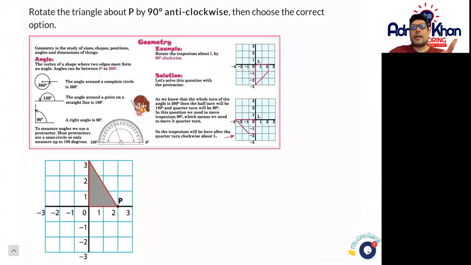Hello there, and welcome to this geometry exercise. Now, geometry in this case is all about reflections, rotations of different shapes and the different angles as well.